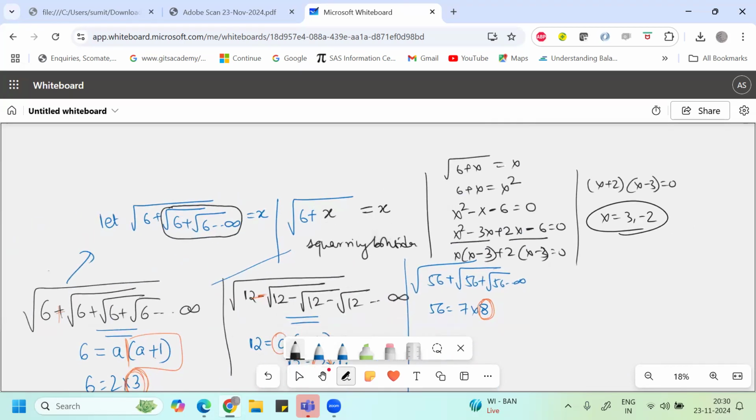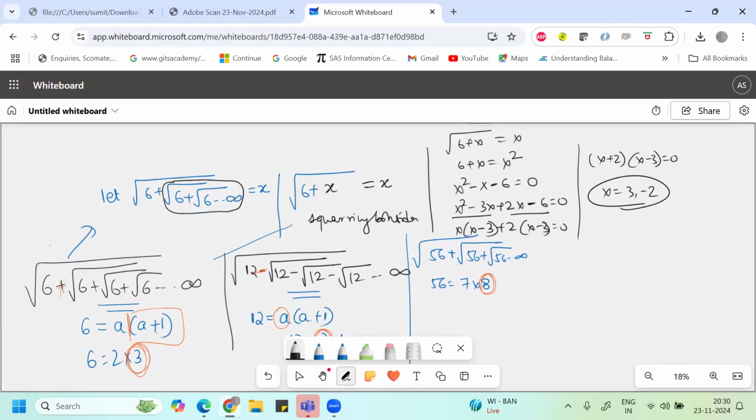So the answer is 3. Although when you solve it, you will get the answer 3, I told you the shortcut way of getting the answer.